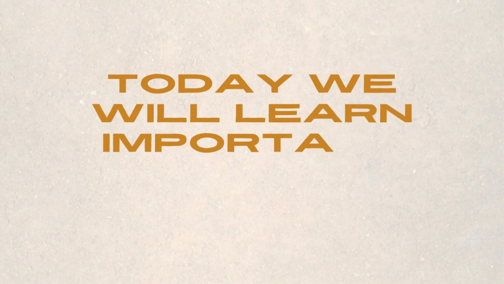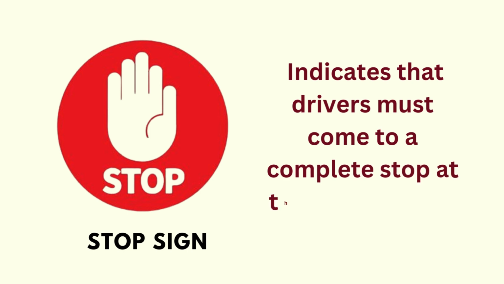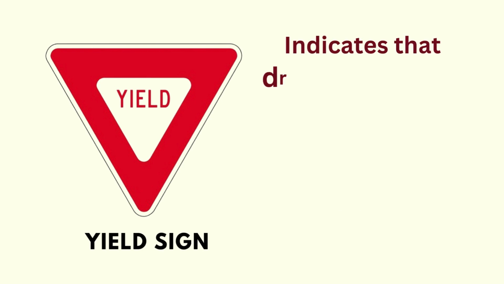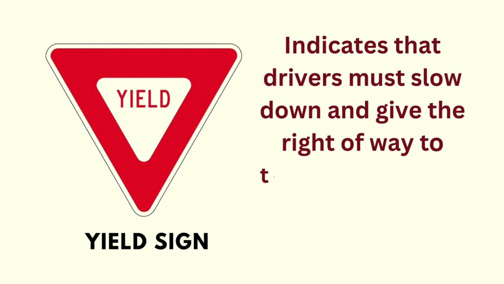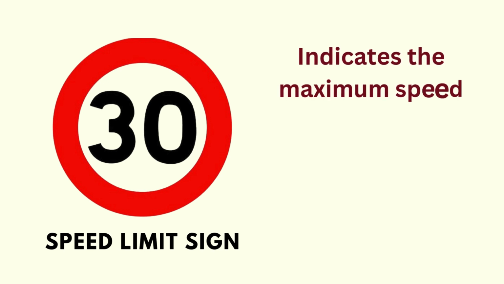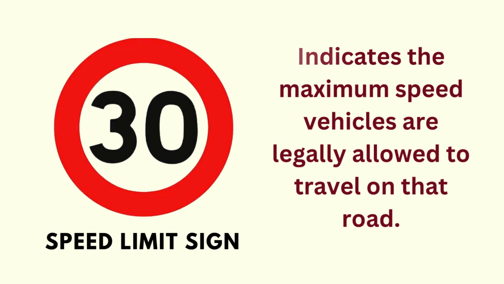Today we will learn important road signs and purposes. Stop sign indicates that drivers must come to a complete stop at the intersection. Yield sign indicates that drivers must slow down and give the right of way to traffic on the road they are entering or crossing. Speed limit sign indicates the maximum speed vehicles are legally allowed to travel on that road.